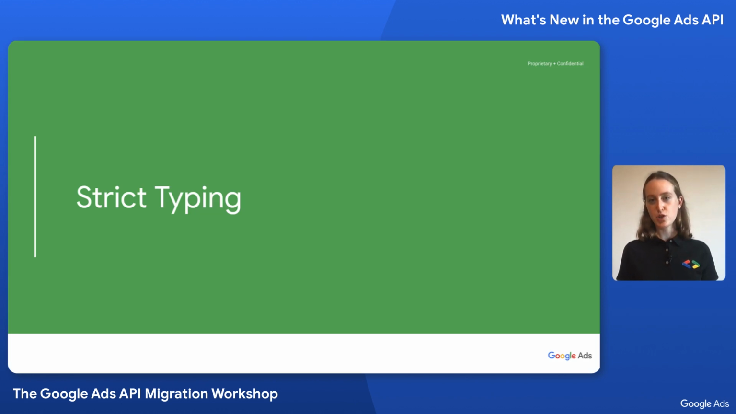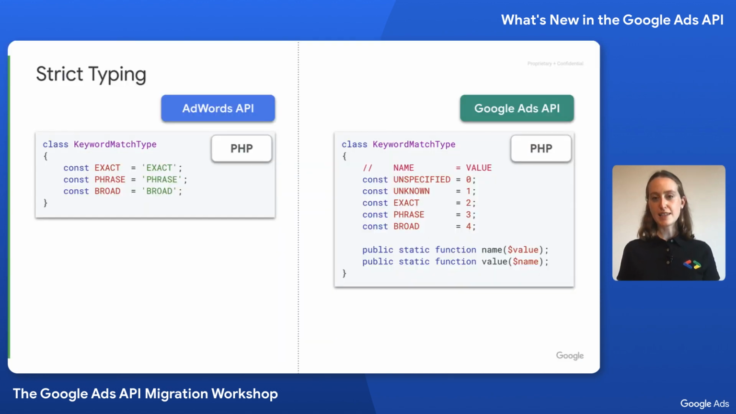Another paradigm change we see in the Google Ads API is strict typing with enums, which we consider best practice for encouraging type safety. In the AdWords API, types and enumerations were string constants. Now in the Google Ads API, these are actual enumerated constants. By coding against types instead of strings, you can better ensure there are no unexpected values at runtime. We make helper functions available through the client libraries to convert between constant name and constant value, which you can see on the right with PHP's name and value helpers.